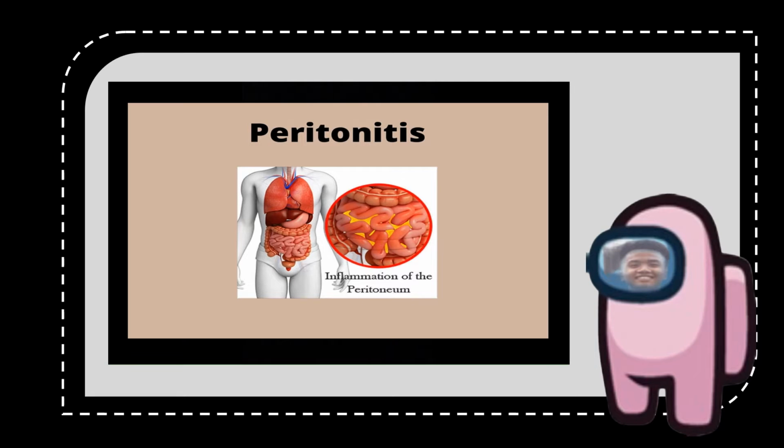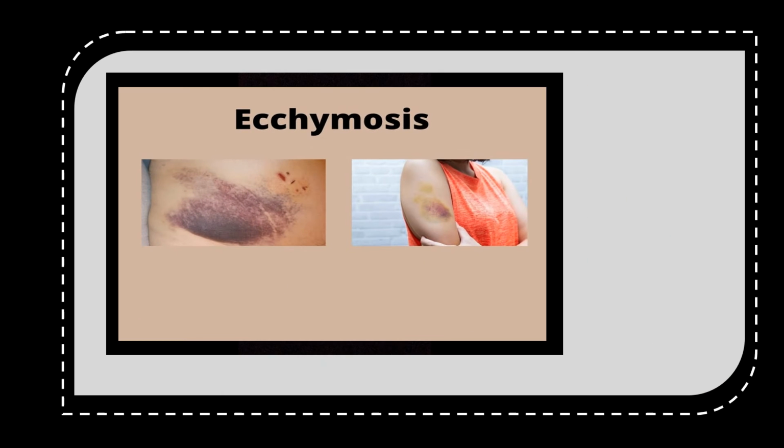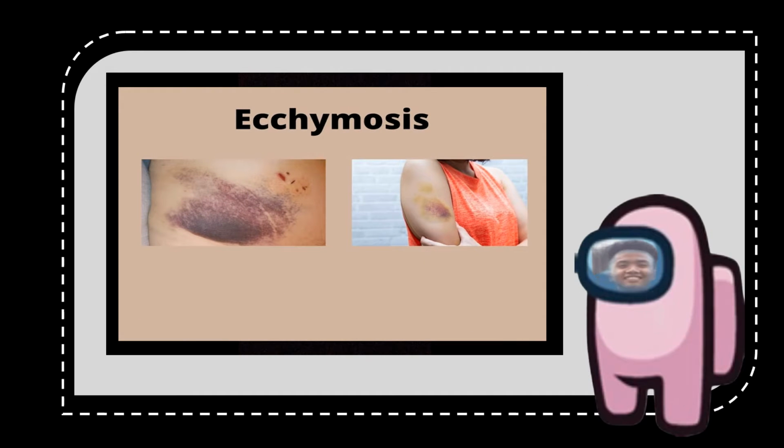When the appendix bursts, the lining of the abdomen, or the peritoneum, will become infected with bacteria and will lead to peritonitis. Peritonitis is an inflammation of the peritoneum, usually due to bacterial and fungal infection. Ecchymosis is a dark purple spot that forms on your skin when blood leaks out of your blood vessel into the top layer of your skin.